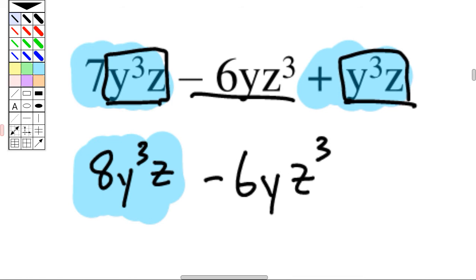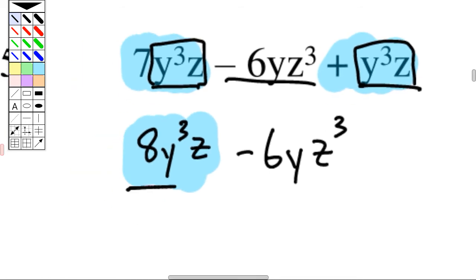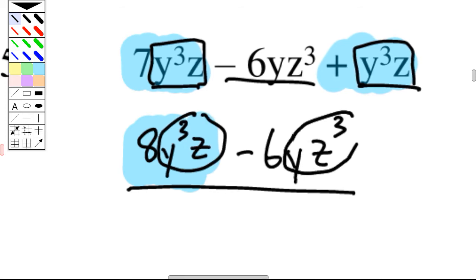negative 6yz cubed. Now the question is, why can't I combine these to make 2? Well, these are not identical. You look at them, the cubes on the y, here are the cubes on the z. So you're going to leave it just like that.